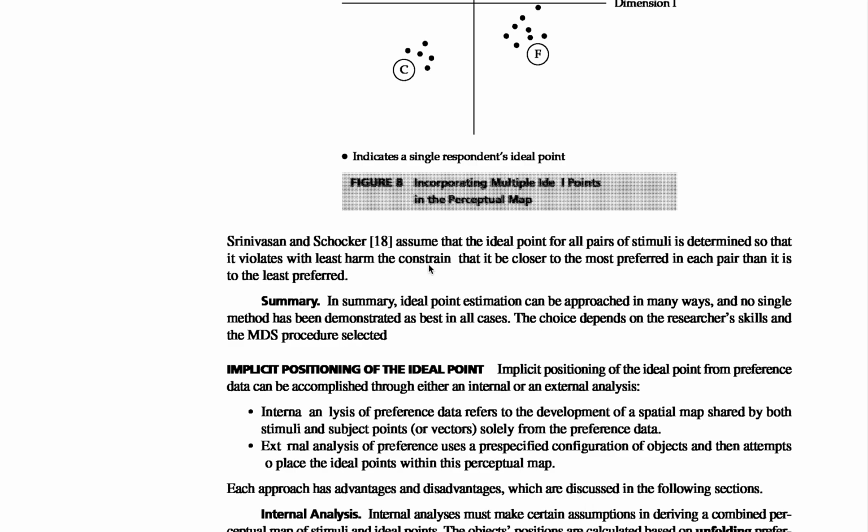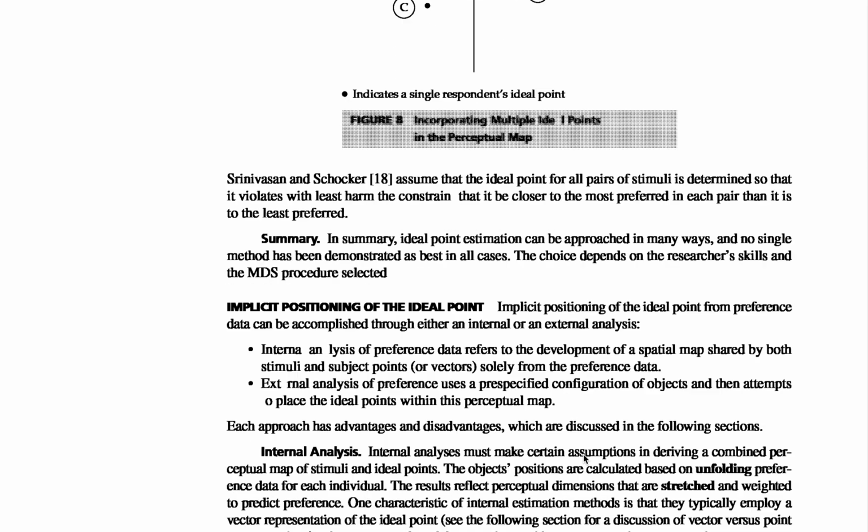Srinivasan and Shocker assume that the ideal point for all pairs of stimuli is determined so that it violates the least number of constraints, that is, the closer is the most preferred of each pair and the farther is the least preferred. Summary: ideal point estimates can be approached in many ways, and no single method has been demonstrated to be best. The choice is dependent on the researcher's skill and the multidimensional procedure selection.